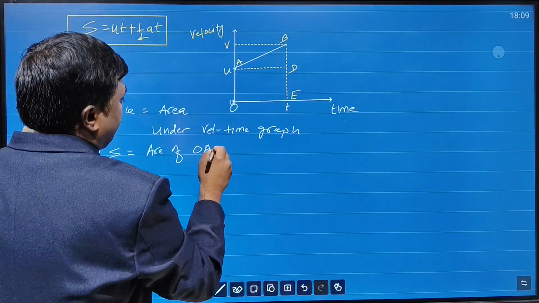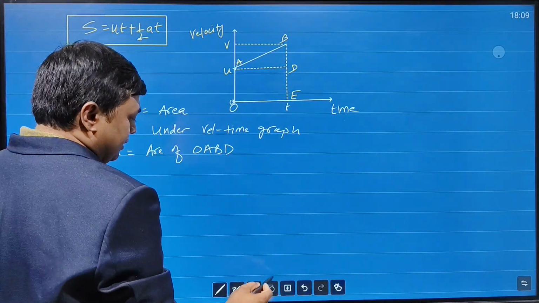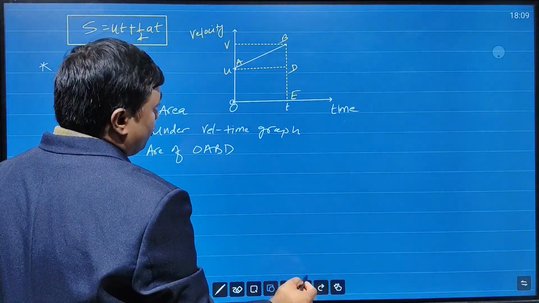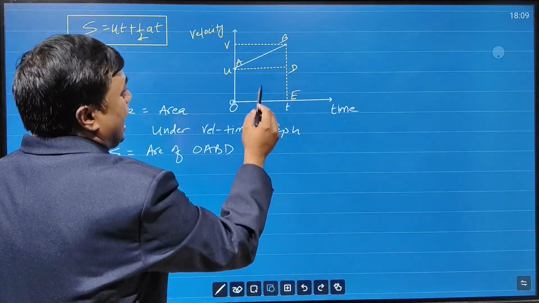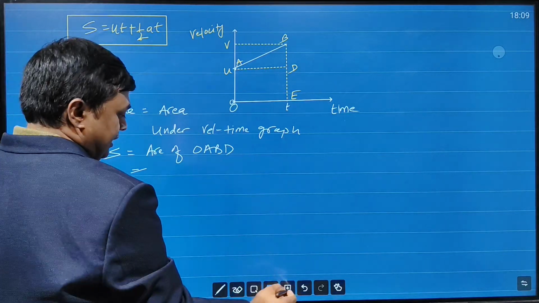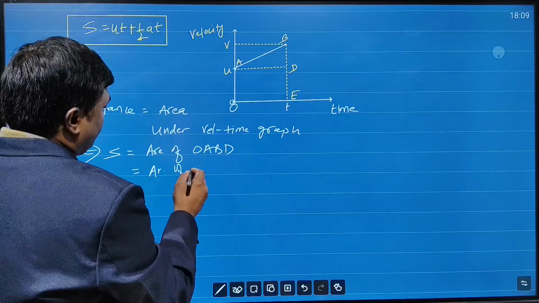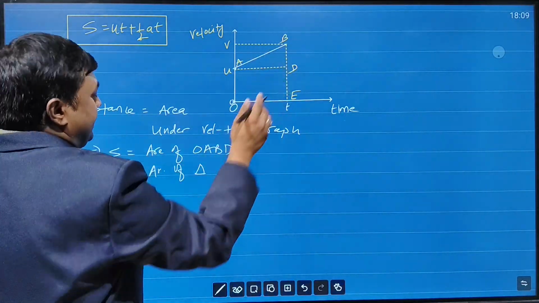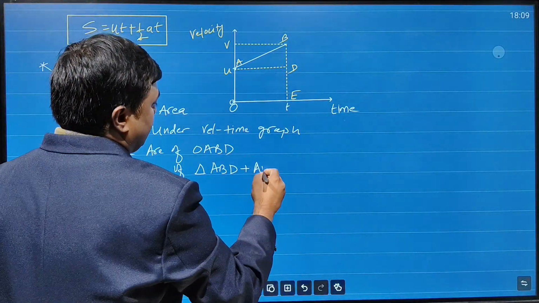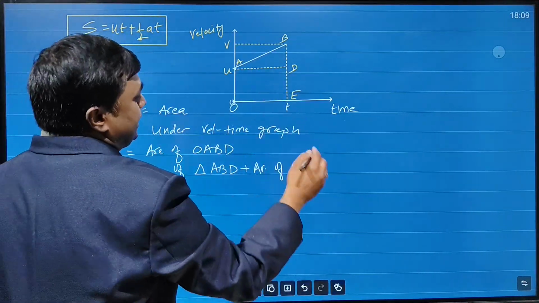So we can write here, distance is equal to area of OABD. Now if you see clearly, OABD is made up of one rectangle, OADE, and a triangle, ABD. So this area is equal to the area of triangle ABD plus the area of rectangle OADE.